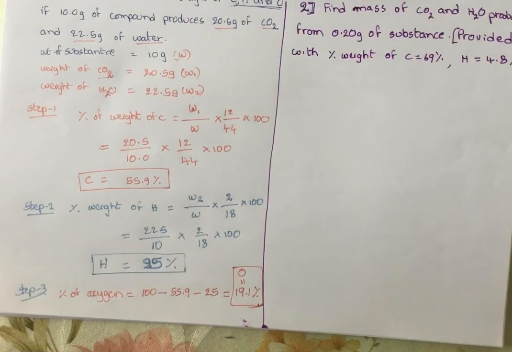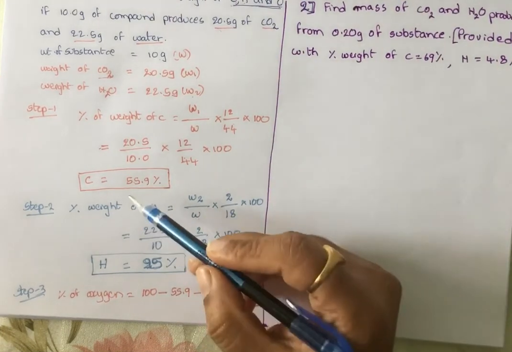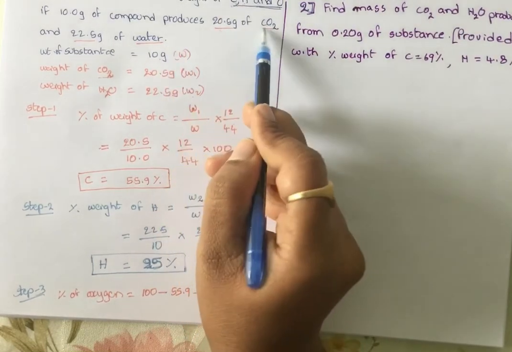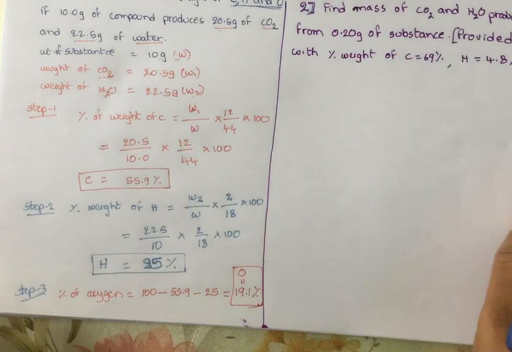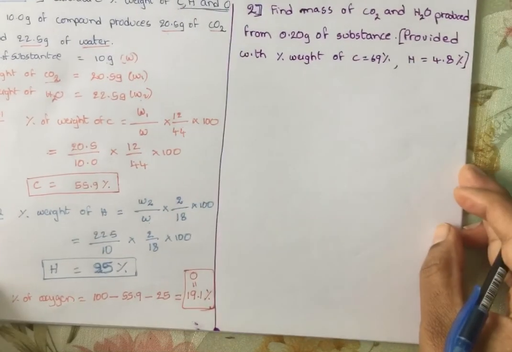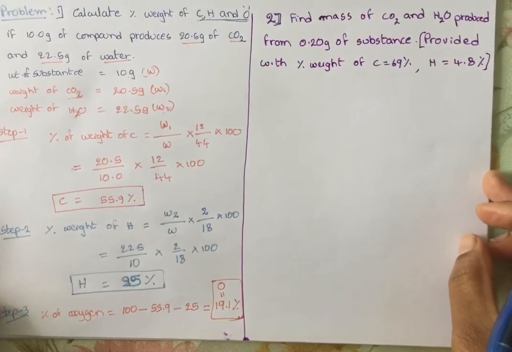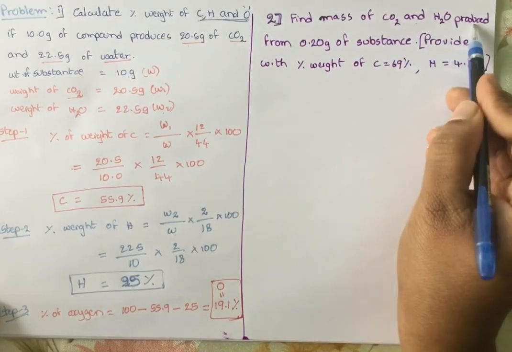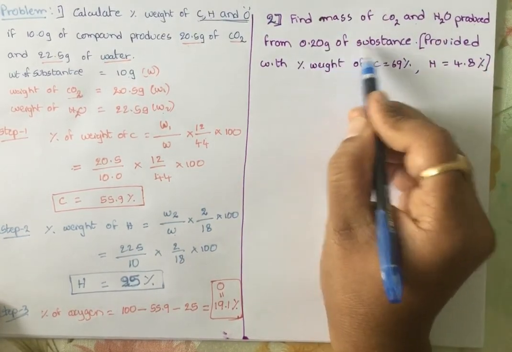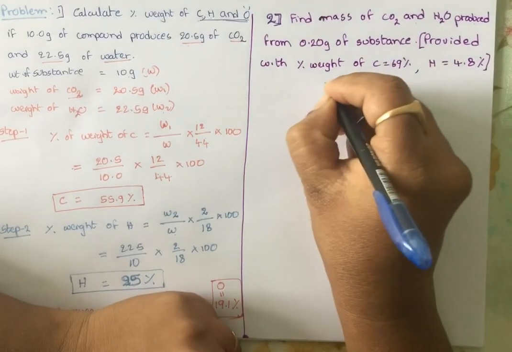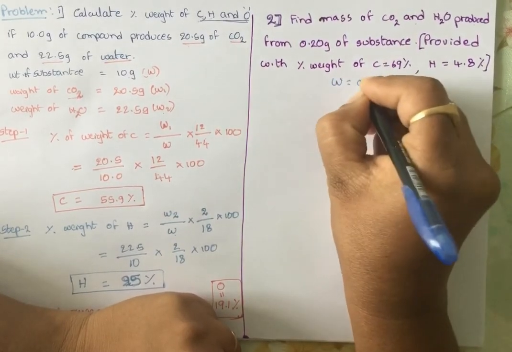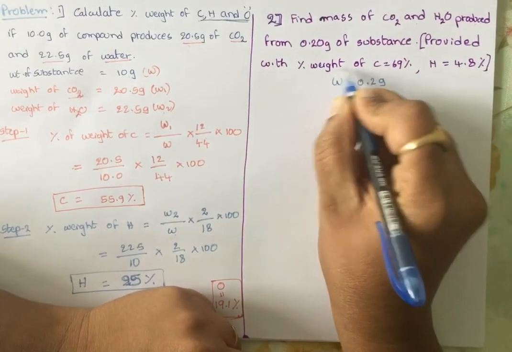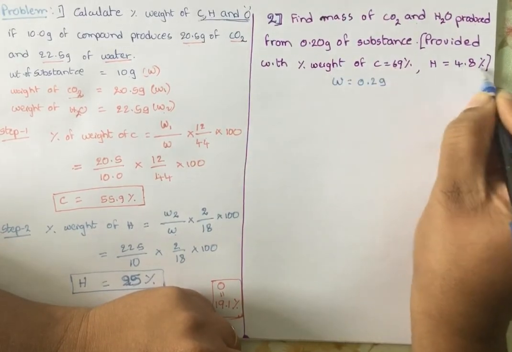Next, sometimes they may give you percentage composition of carbon and hydrogen. They may ask you to calculate mass of carbon dioxide and water. One more example I took here, so let me explain that example. That is, find mass of carbon dioxide and H2O produced from 0.2 grams of substance. So here the substance W is equal to how much? 0.2 gram. And what else have they given? They have given percentage weight of carbon and percentage weight of hydrogen.